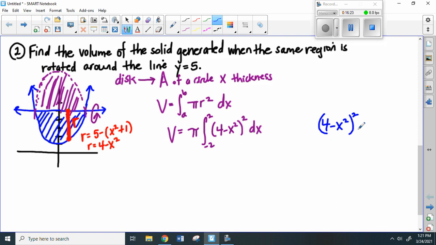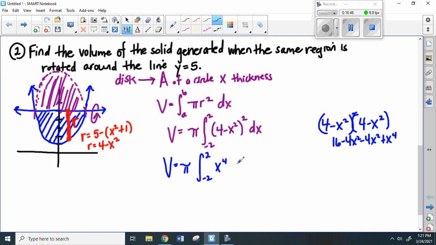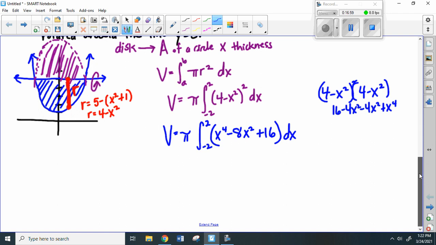Well, hopefully you know how to square a binomial, right? You write it twice and FOIL it out, right? So we get 16 minus 4x squared minus 4x squared plus x to the 4th. And so we come over here, we simplify it and plug it all in. And it doesn't really matter what order you put them in, so maybe you want to switch the order and put the highest power first, like a normal trinomial. And now you are ready to integrate.